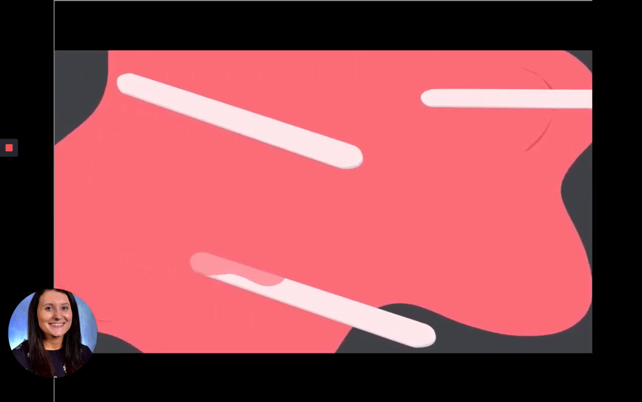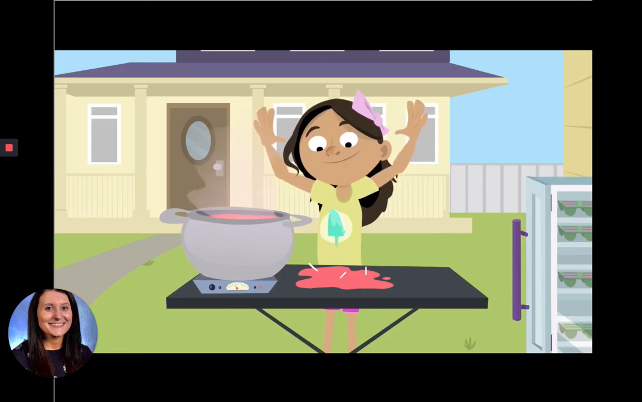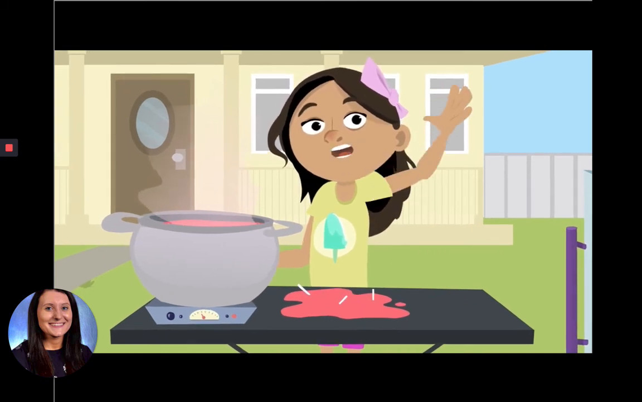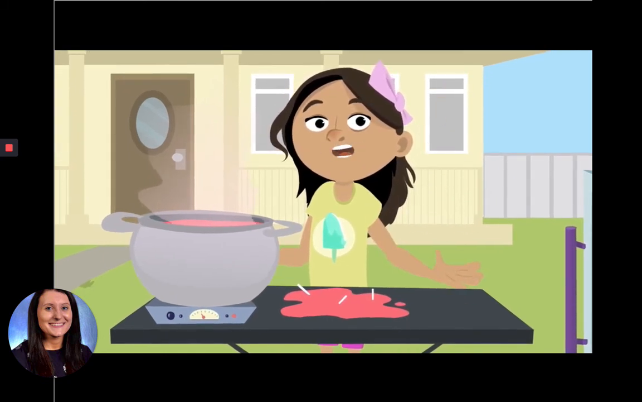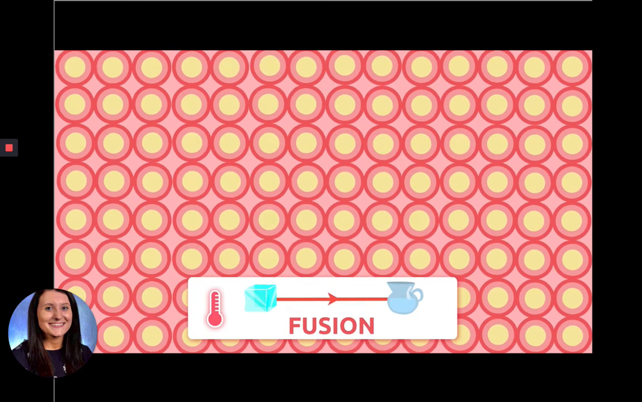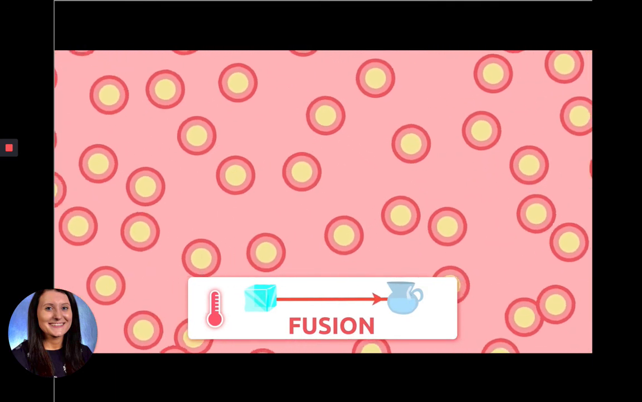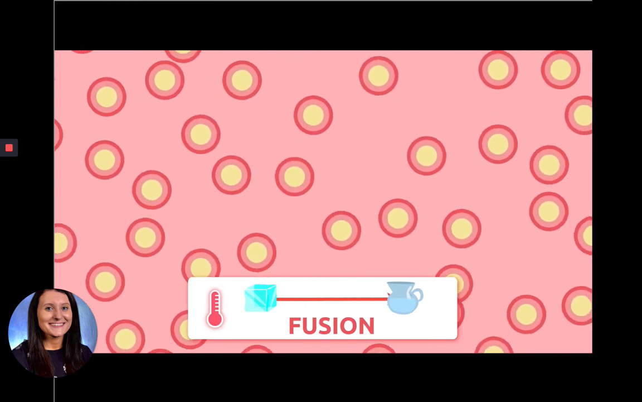Oh no, the popsicles have melted. I completely forgot about them. Do you remember how we call the change from solid to liquid? Fusion. When a solid becomes a liquid, it's called fusion. When the temperature of a solid rises, the particles that make up matter start detaching from one another and move more freely.